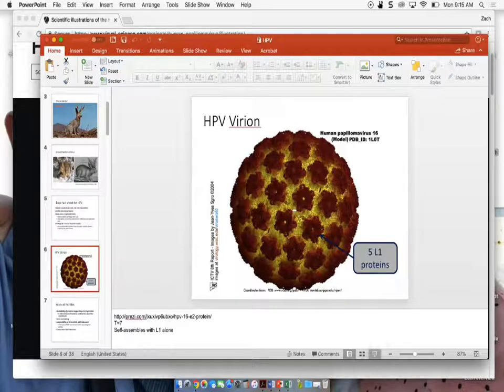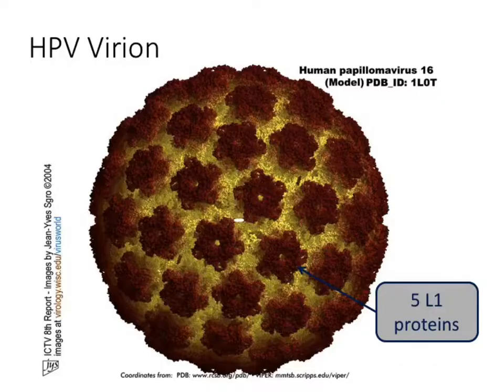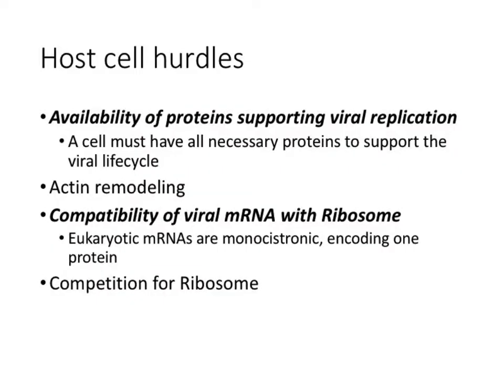And here's a different version of this. I think the one thing I want to point out here is the fact that these L1 proteins then end up forming the spikes that are characteristic for attachment. All right, that's about all we're going to talk about the structure.